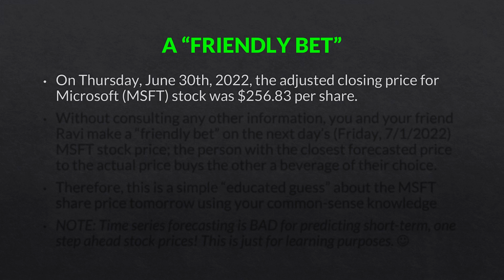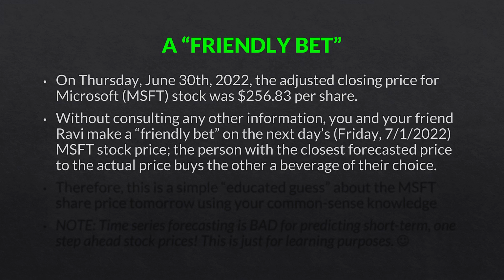On Thursday, June 30th, 2022, the adjusted closing price for Microsoft stock was $256.83 per share. Now, without consulting any other information, you and your friend Ravi make a, quote, friendly bet on the next day's, which would be Friday, July 1st, 2022, Microsoft stock price. The person with the closest forecasted price to the actual price buys the other a beverage of their choice.